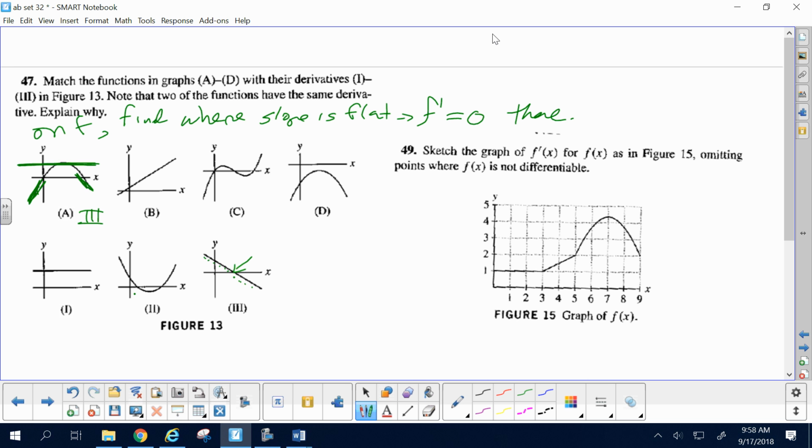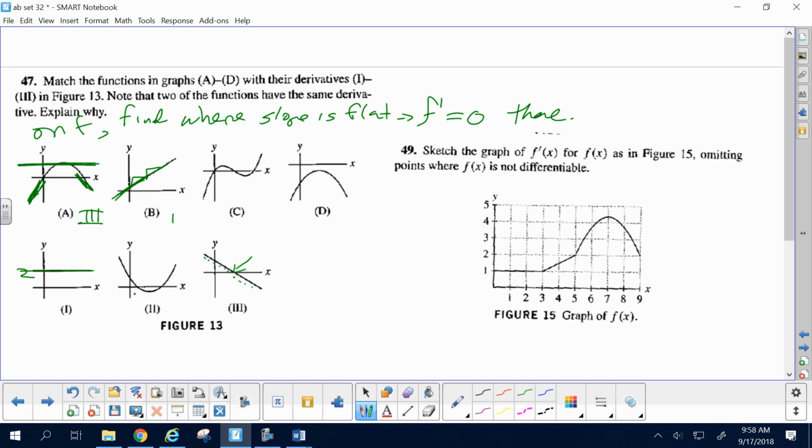This guy, how many times does it have 0 slope? Does it ever have a horizontal tangent? No, the slope is constantly the same. And if the slope is constantly the same, then that is this guy. This slope is constant. This slope is always up 2 over 1 or whatever. And so this slope is always 2.